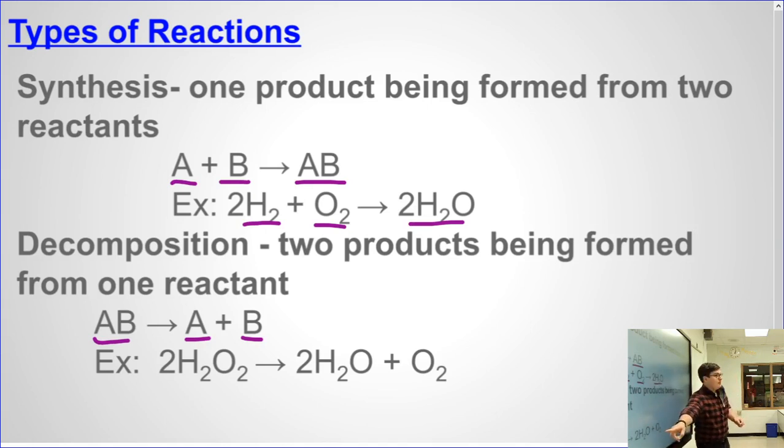Hydrogen peroxide. When you pour it on your knee, it produces water and oxygen. Absolutely. So, how do we know it's a chemical reaction? You got fizzing and bubbling, which are indicators of a chemical reaction.